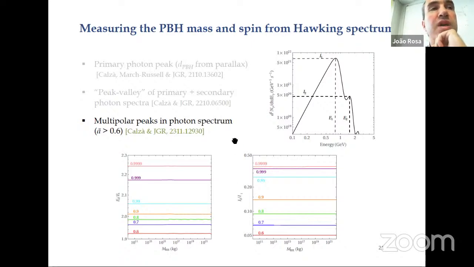So these two methods, the peak-valley and the multipolar, are independent of the distance to the black hole because we're only taking ratios of energies or intensities, and that's good. But this one only works for spins above 0.6, which in principle cannot be reached if you start with a very low spin, just with the axiverse, the picture of you spinning up the black holes.